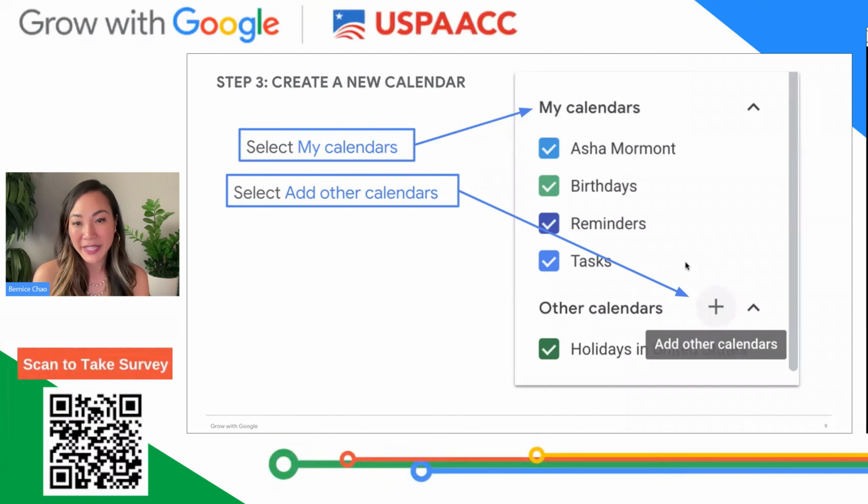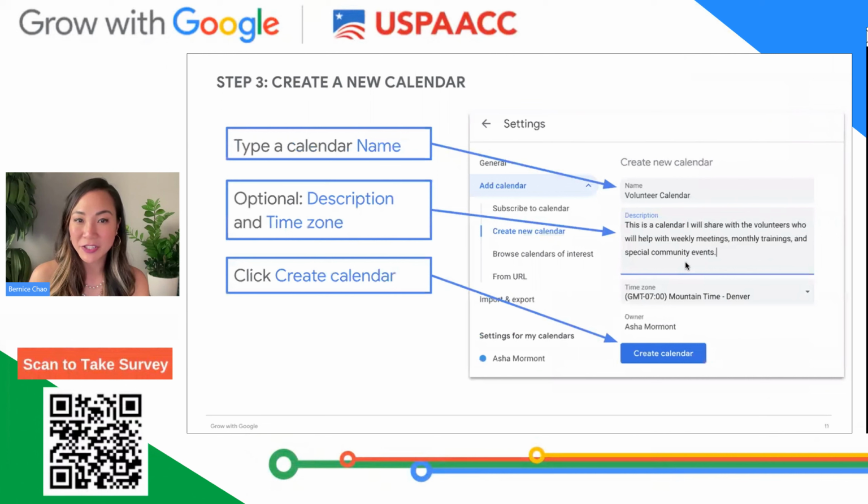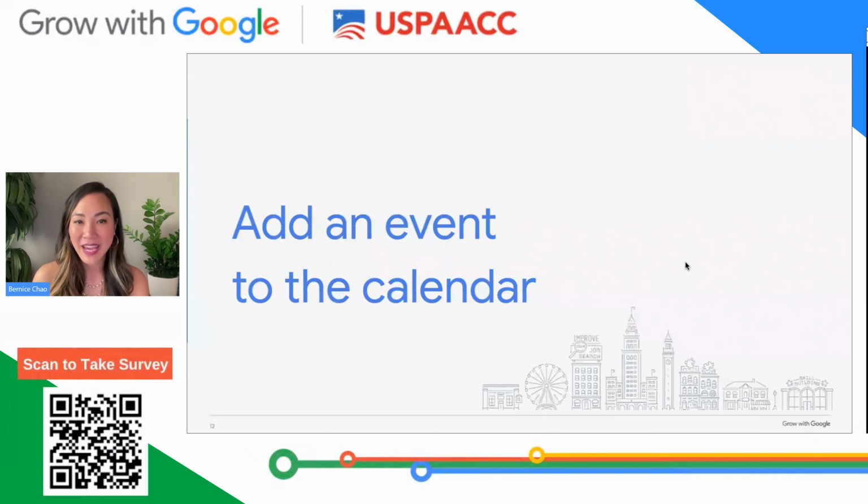Click the arrow next to My Calendars and select Add Other Calendars. Then select Create a New Calendar. Next, provide a calendar name. Add a description and a time zone, if you'd like. What information will be important to share with people about an event? Select Create Calendar button. Select Settings and return to Calendar. Your new calendar will appear under My Calendars. Now, let's walk through the steps to add an event to your new calendar.